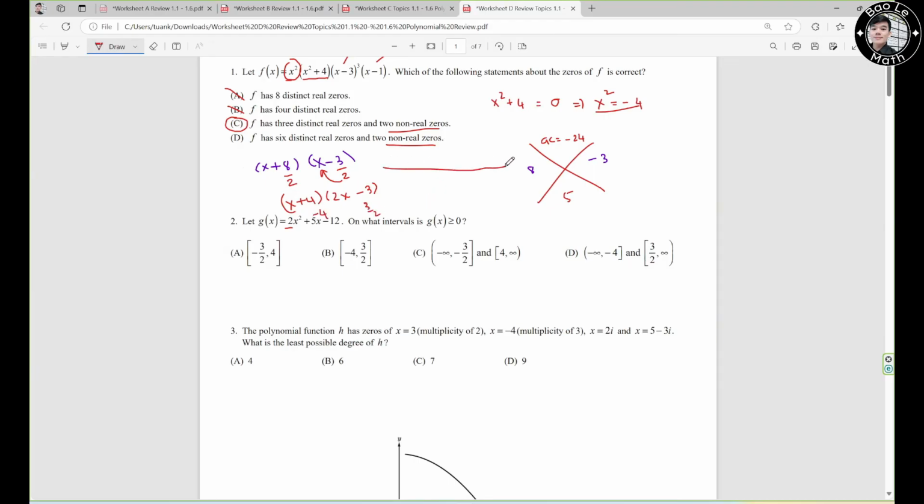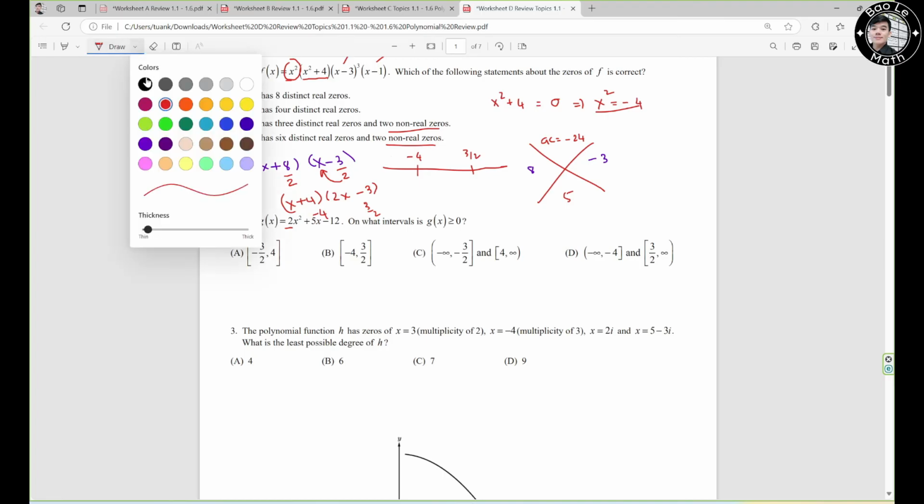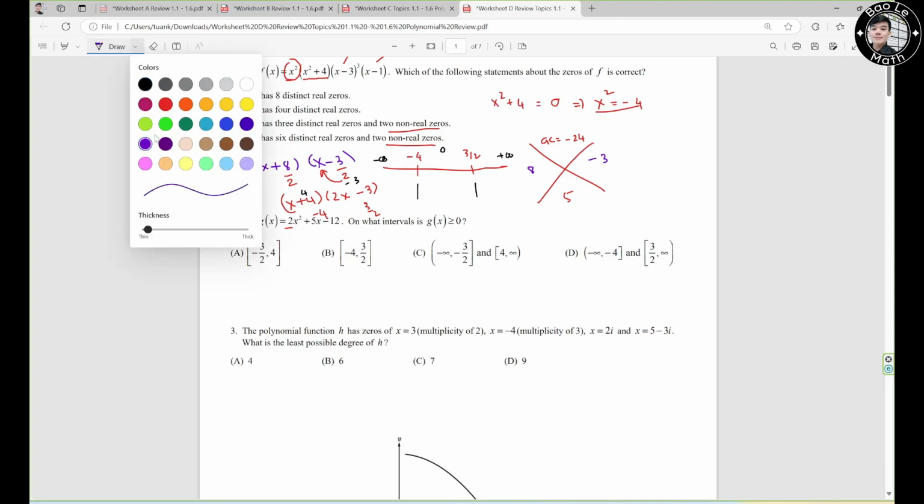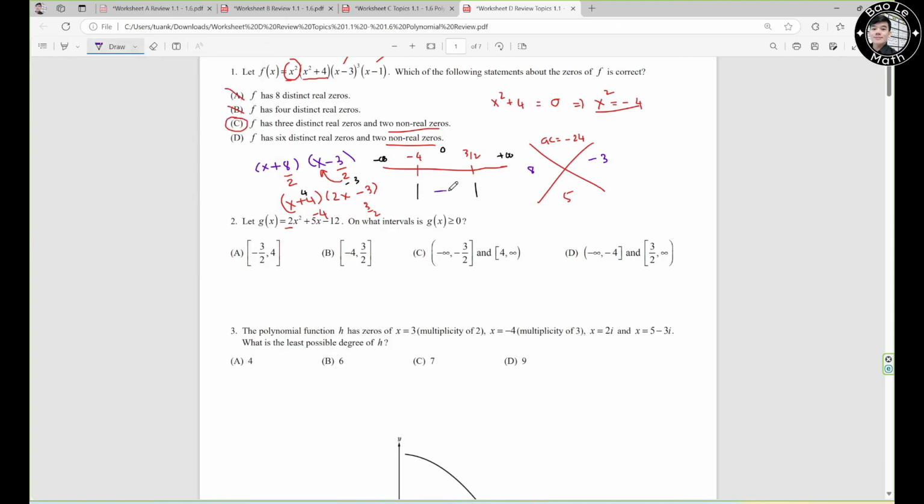So I put this guy on the number line. It's going to be negative 4 here, 3.5 right here. The left hand side is negative infinity, the right hand side is positive infinity. I put the line right here. So I pick a number within this interval, so I pick 0. I substitute over here. I have 0 plus 4 is going to be 4. 0 minus 3 is going to be negative 3. 4 times negative 3 is going to be negative. So within this interval it's going to be negative.